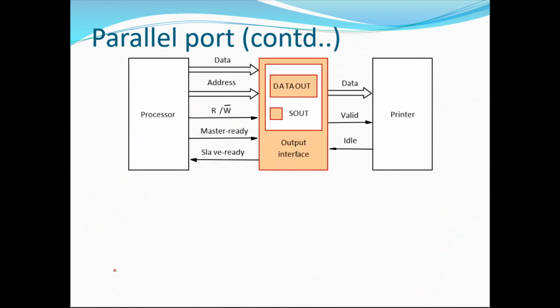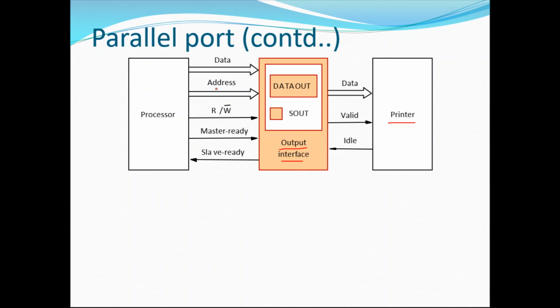Next, let us see how to write something to an IO device using a parallel port. From a keyboard we can only read, but the processor can write to a printer. So here we are taking an example of a printer. The printer is connected to an IO interface circuit, which we call an output interface, because the printer is an output device.